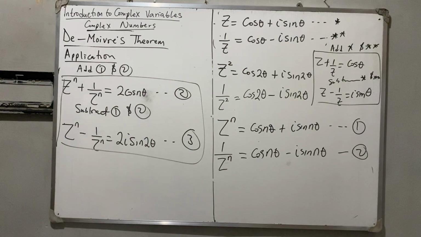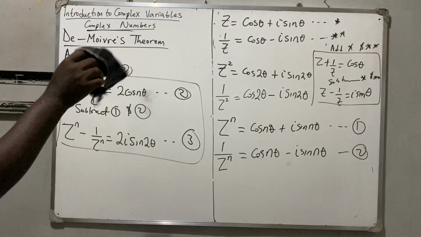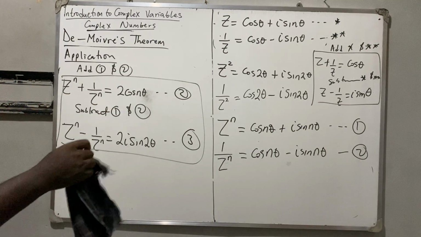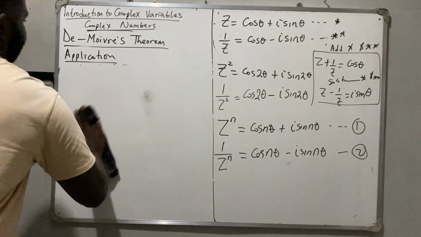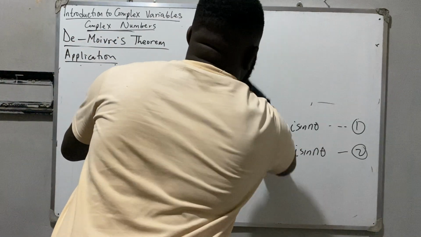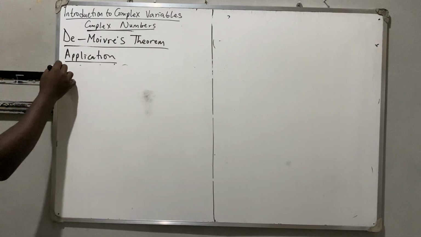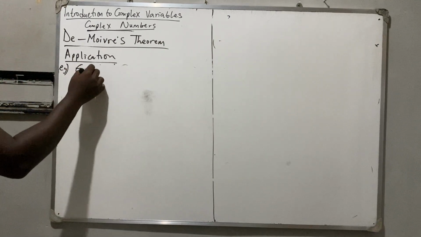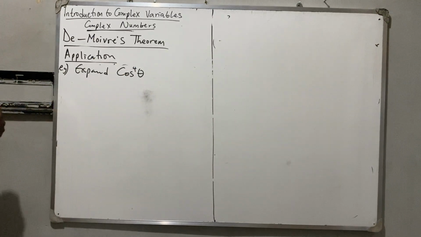So now let me do an example so that you see the application of all this derivation we have been doing. So let me give an example. The example says we should expand cos 4 theta like this.